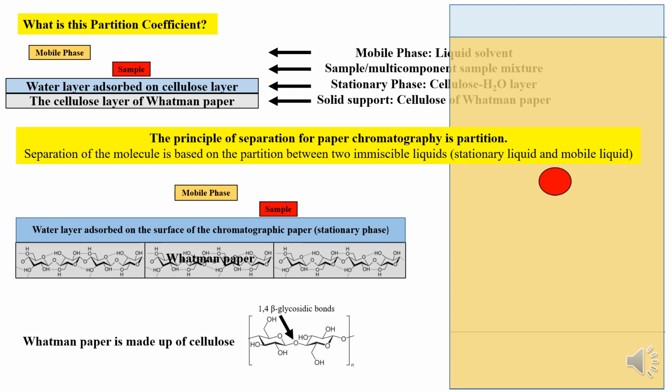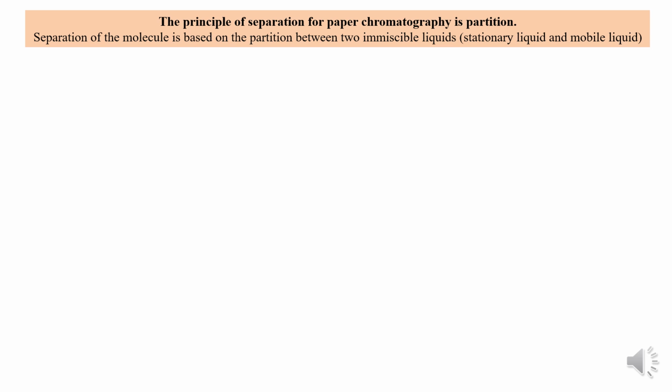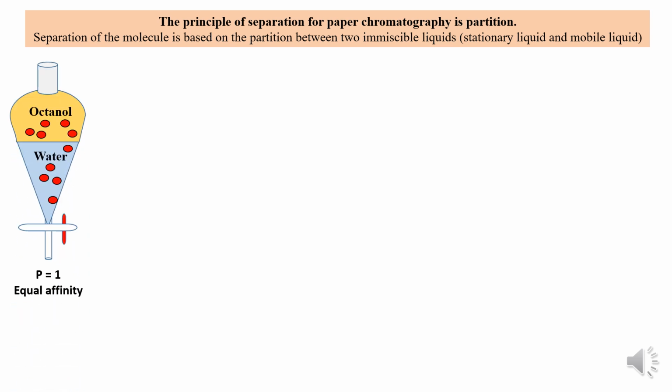So what is this partition coefficient? Let's try and understand the meaning of partition coefficient with a simple experiment involving extraction of the drug molecule, highlighted as red spheres, between 2 immiscible liquids. One is octanol, the other is water. So partition coefficient is the ratio of solubility of the substance or molecule between 2 immiscible liquids at constant temperature.